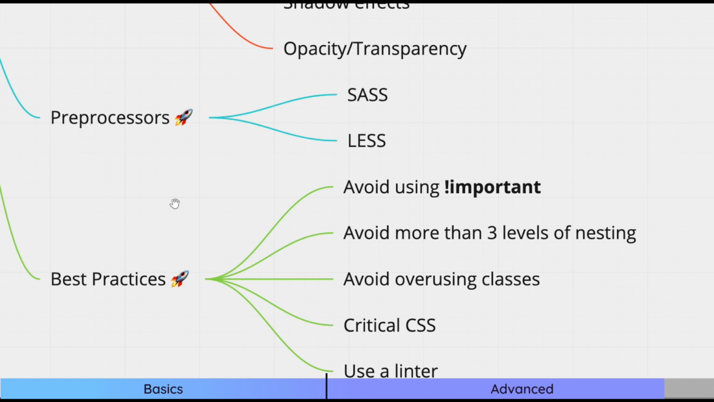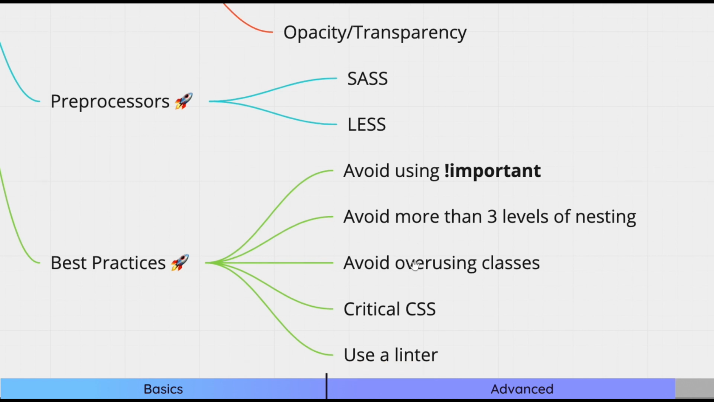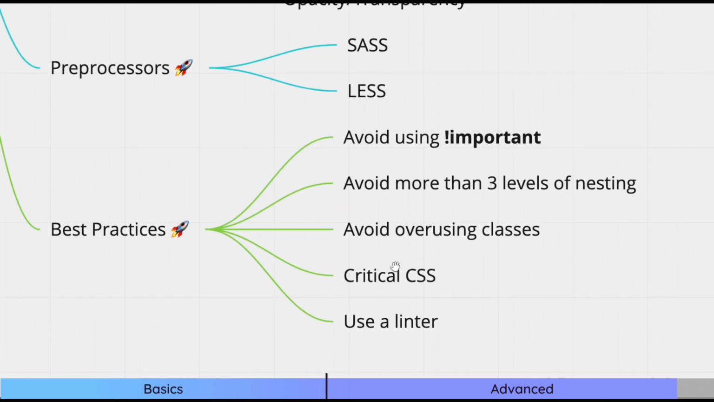You also need to avoid nesting more than 3 levels deep. I've had projects where there have been like 20 levels of nesting, really 20 levels of nesting, and it's really horrible to try to change anything there. You have to avoid overusing classes. That is also very important. You need to know about critical CSS, what it is, how it affects the page, and what the benefits of it are.